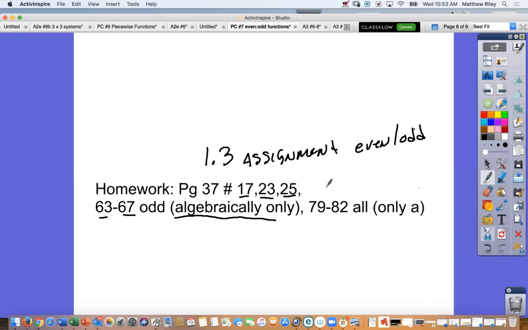exponents. Then 79 through 82, you're doing all of those problems. So 79, 80, 81, 82, but you're only doing part A. So it's got parts like A, B, and C to it. You're only doing part A. So you've got 10 questions. Most of this should not be too difficult. We will go over it tomorrow.